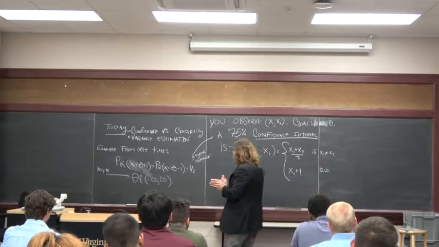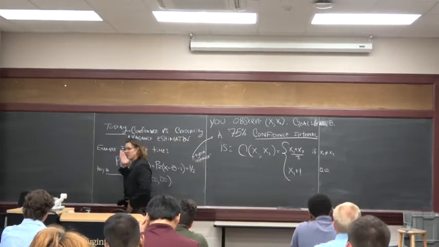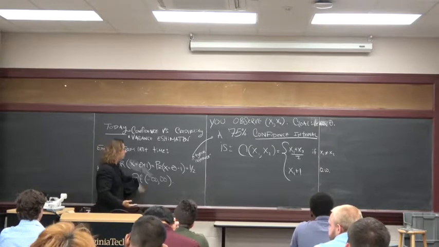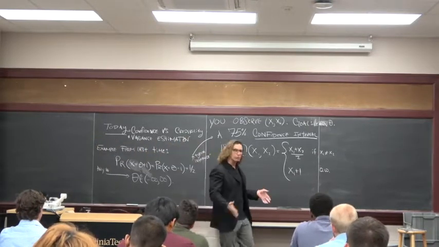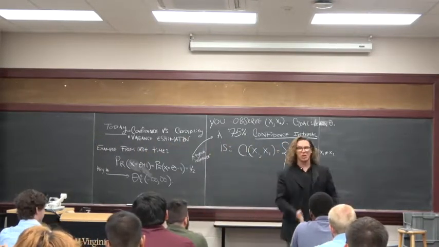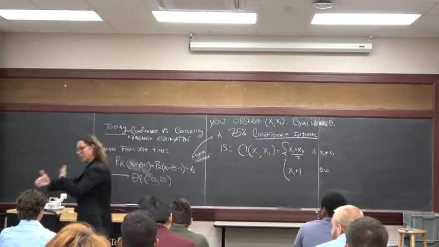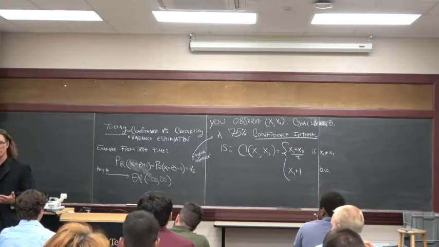So we were right in the middle of this discussion about confidence versus credibility. Credible intervals are what Bayesians are constructing. Confidence intervals, by definition, are some form of a coverage interval. So if you say confidence interval, you mean that interval covers it. It has this coverage interpretation.